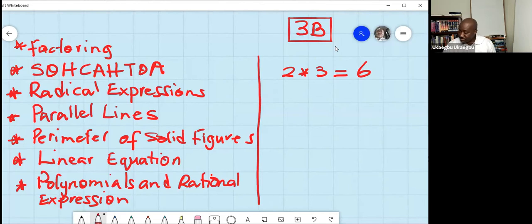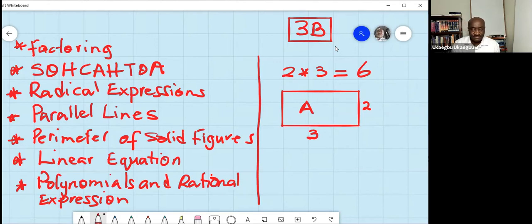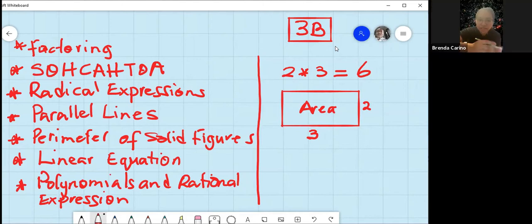Okay, for example, let me draw a simple shape. And then if I say that this shape, this is 2 units and this is 3 units, what is the area of this yard? So what are we supposed to do? L times W. Length times width. Exactly.